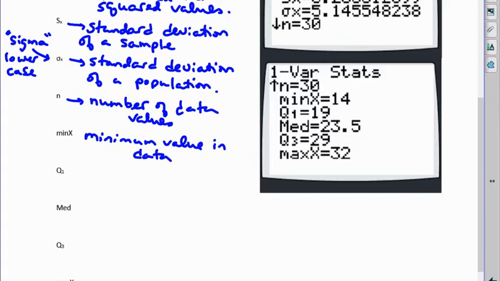Then if we divide the data into quartiles, into groups of 25% each of the data, the number that separates the lowest 25% from the next 25% is called the first quartile. We'll be using that when we do box plots. Then we have the median that separates the lower 50% of the data from the upper 50% of the data.